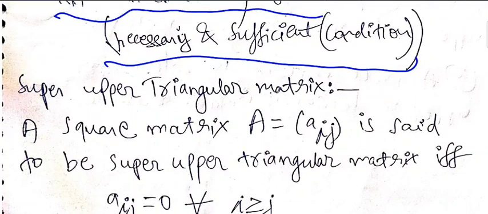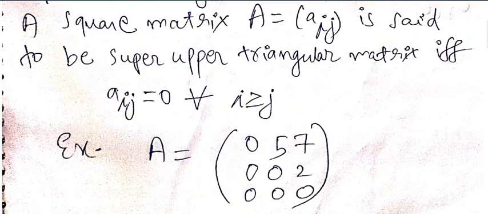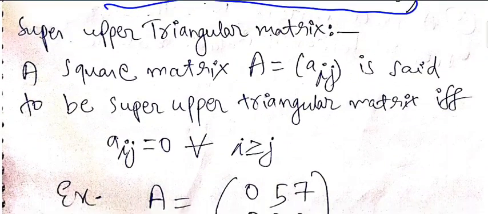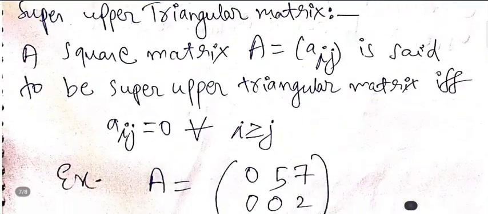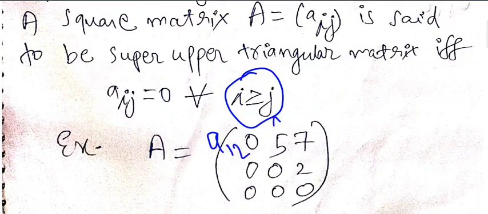Now the super upper triangular matrix. A square matrix A equal to Aij is said to be a super upper triangular matrix if Aij equal to 0 for all i greater than or equal to j. Let us consider this. Assume that this is A11, A12, A13. Let me write it properly.